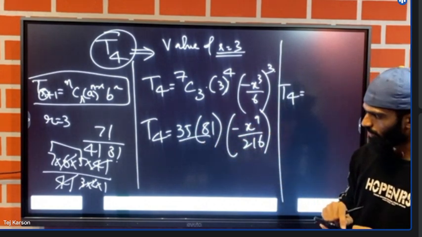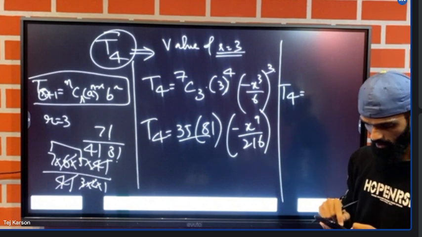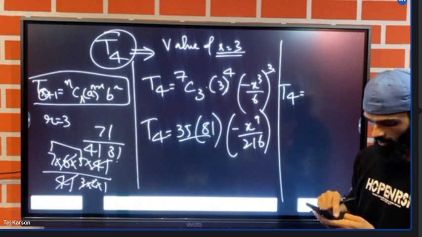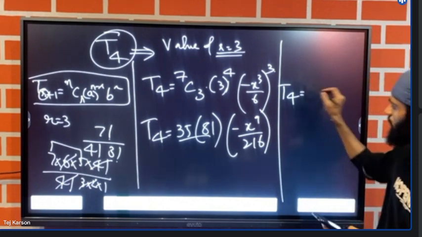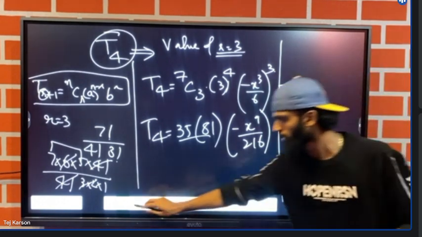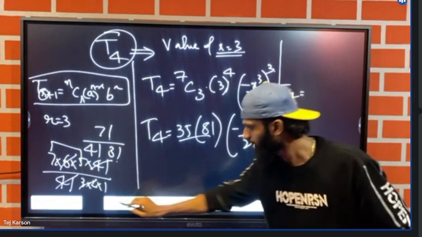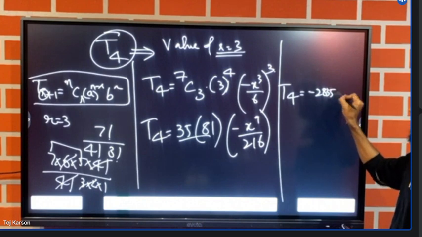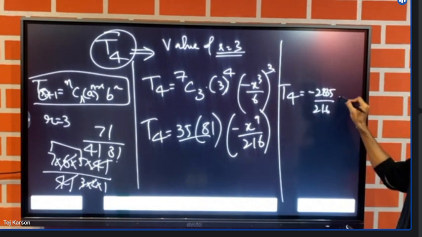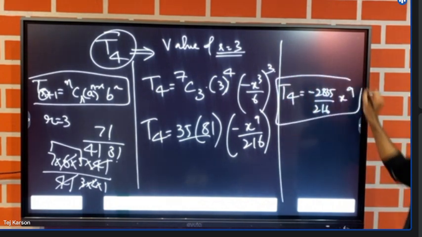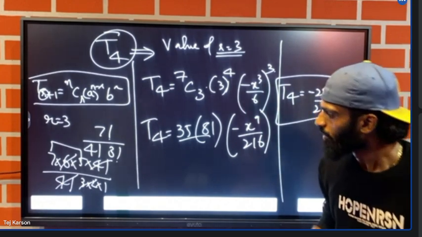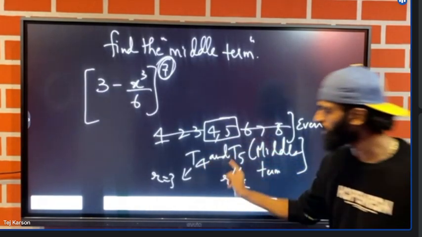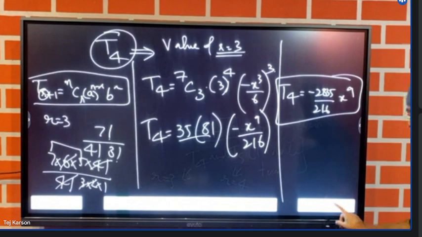Okay, wait a second. 35 into 81 is 2835, divided by 216. Okay, you're not getting divisible. Fine. Guys, I forgot the minus. So it will become minus because of this. That is minus 2835 divided by 216 into x power 9. This is the T4th term. But the problem here is not only the T4th term, there is one T5. There were two middle terms, no? T4 and T5. I'll find T5 right now. One second.